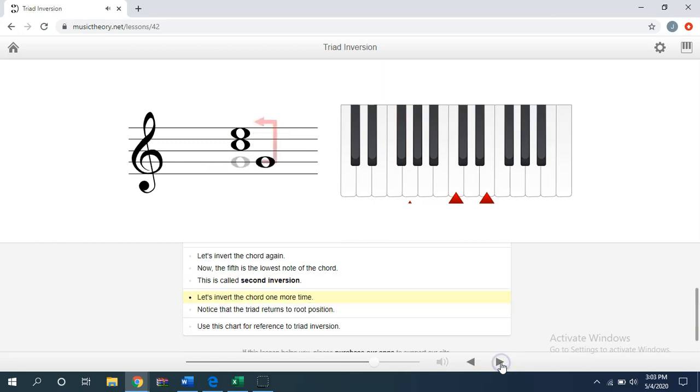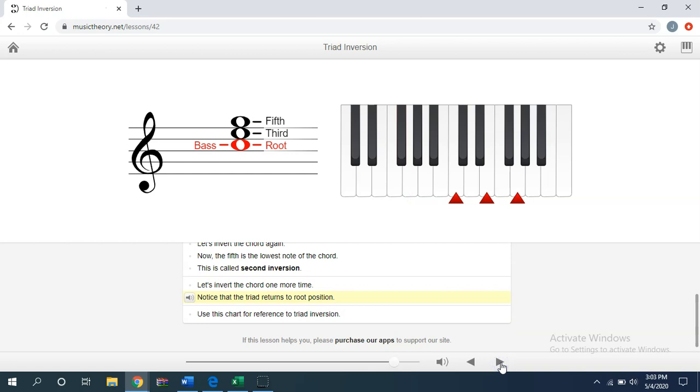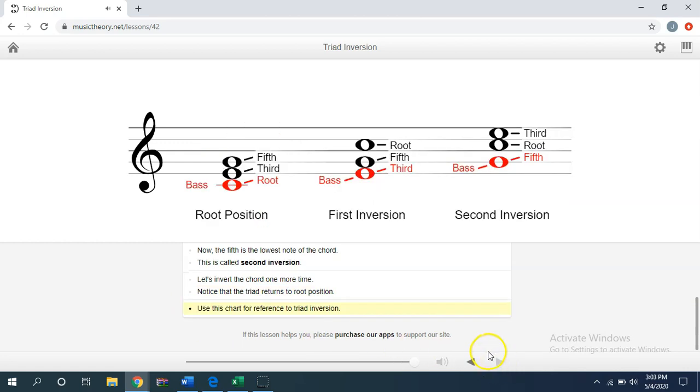Okay, next, we're going to invert it back to root position, but now it's just the triad in root position, just up an octave. Okay, and here's what it sounds like. No surprise there, still major, just up the octave.